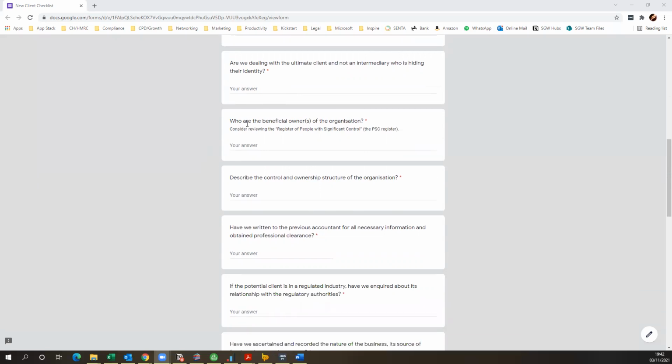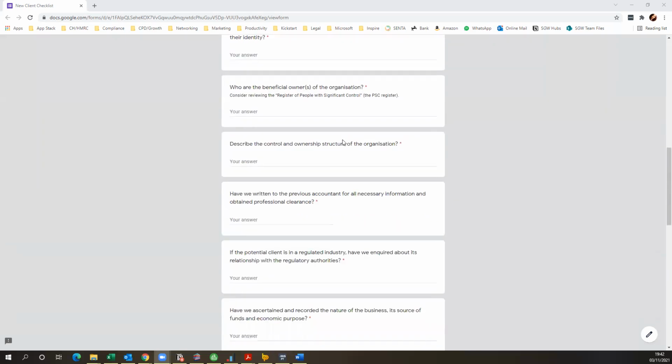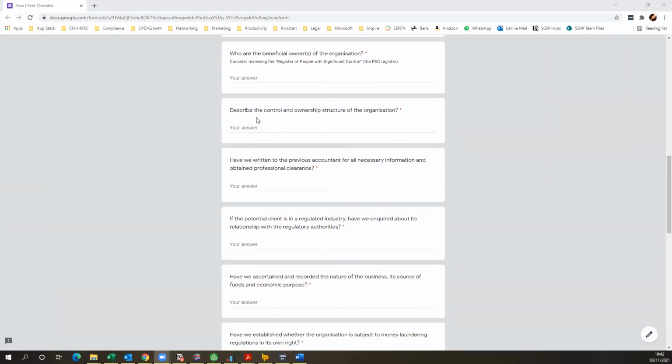Who are the beneficial owners of the organization? Companies House should show us a lot of that, because we'll be able to see the person who's registered with significant control and why they are, whether it's to do with shares or whether there's another reason for them having control. So anything we can find out from Companies House, pop in there.